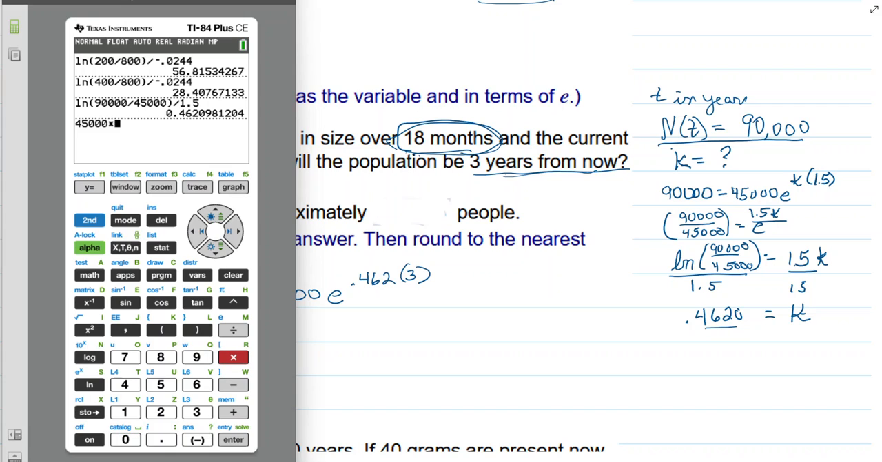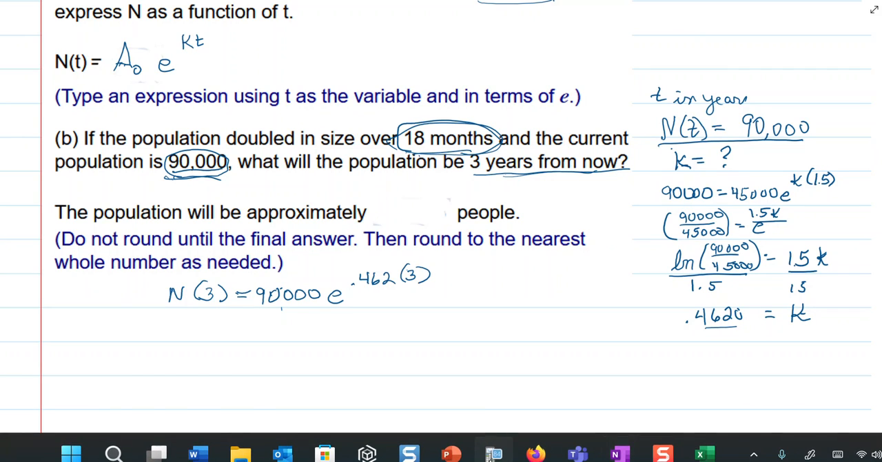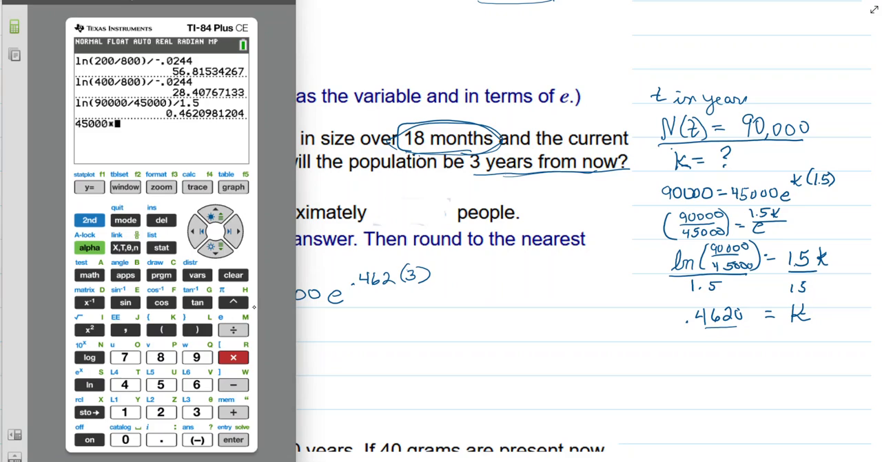Oh wait, hold on, it's 990. Hold on, I'm not using the half. Okay, it says if the population doubled in 18 months and the current population is 90, I did that. What will be the population from now? Okay, so this is 90. Sorry about that, so sorry. I don't want to tell you the wrong thing. It just looked funny.